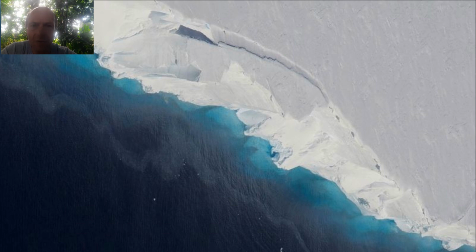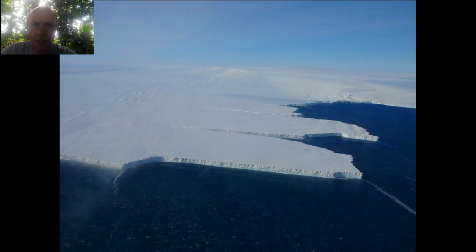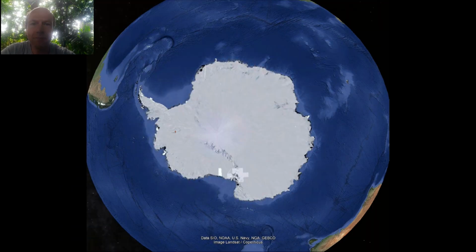But the bed of the West Antarctic ice sheet is located in places more than 2,500 meters below sea level. It would be a sea if the ice sheet were not there. The West Antarctic ice sheet is classified as a marine-based ice sheet, meaning that its bed lies below sea level and its edges flow into floating ice shelves.